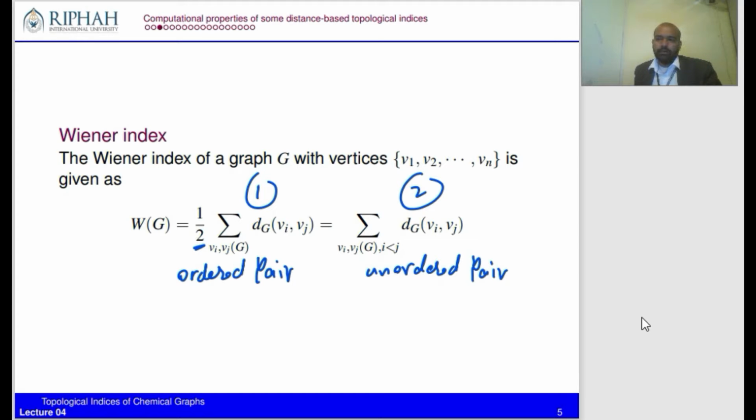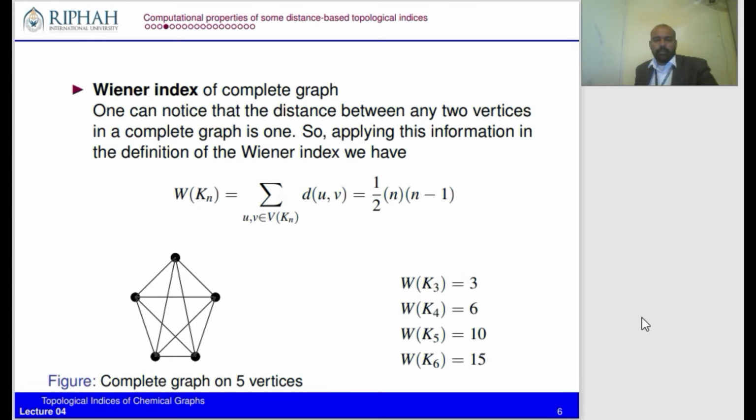Both have their own importance. Sometimes one is easier for finding the Wiener index of some graph. Sometimes definition 2 is used to find the formula of the Wiener index for some special graphs. We will discuss this in our next slides. So here we have our first exercise, a very easy exercise: find the Wiener index of a complete graph.